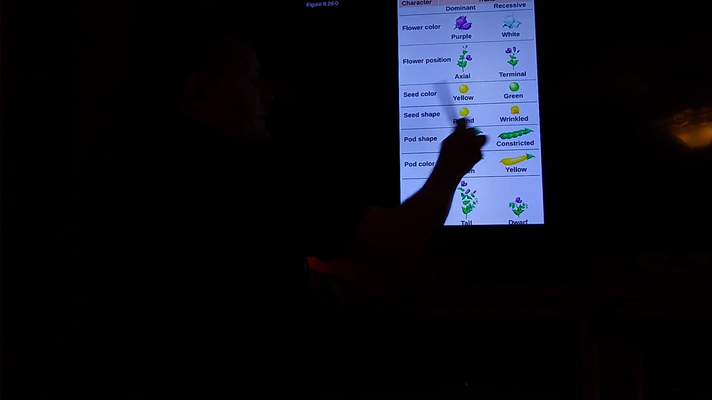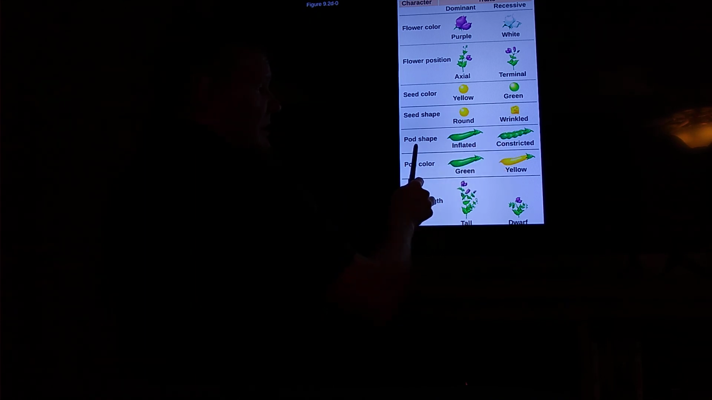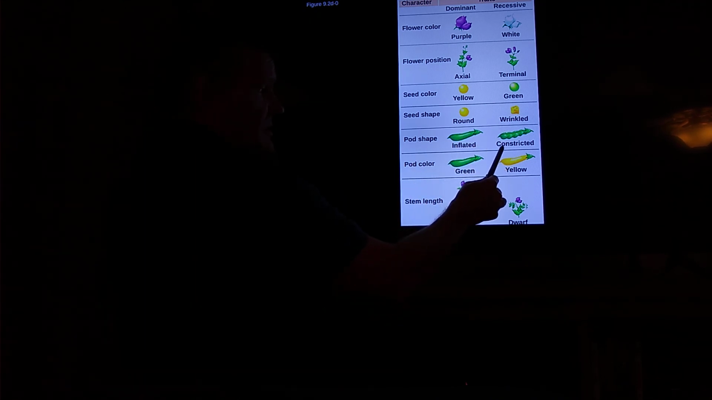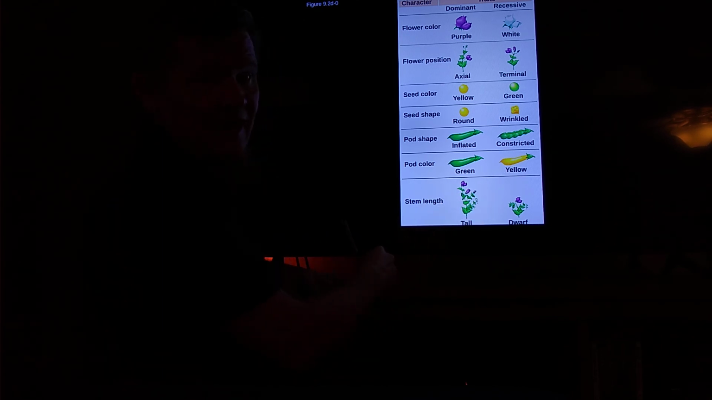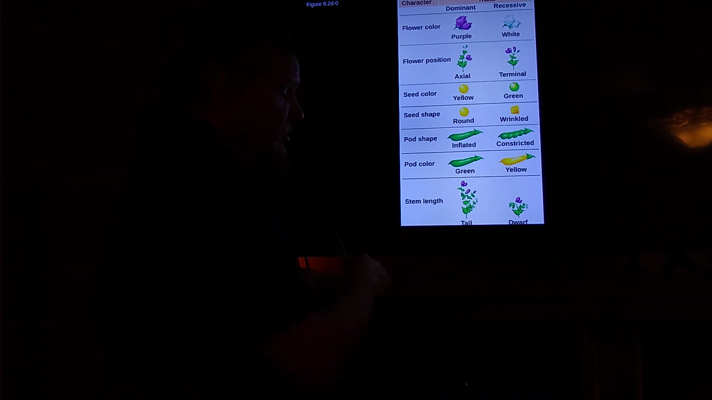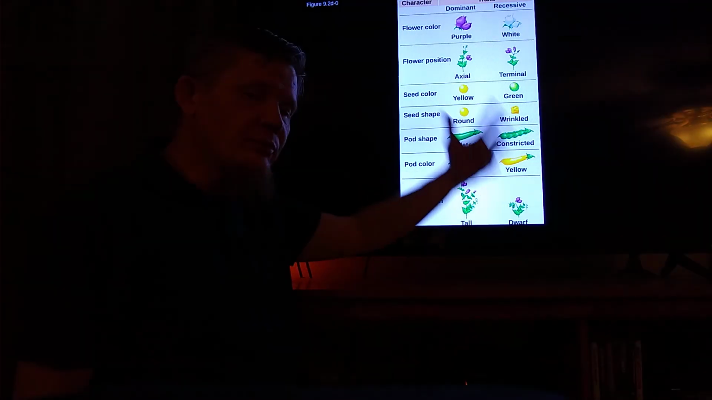Seed color, yellow versus green. Seed shape, inflated versus wrinkled. Pod shape, inflated versus wrinkled. Pod color, green versus yellow. And last is the height of the plant, a tall plant versus a dwarf plant. So this is 14 different true breeding plants he had to have.